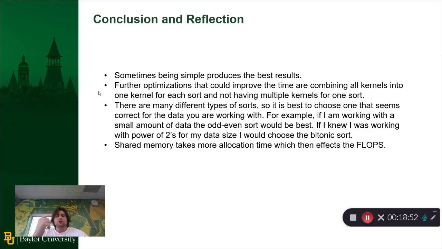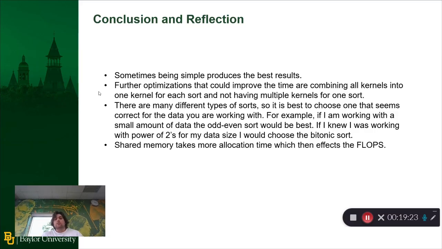And so there are many different types of sorts. So it's best to choose the one that you think is going to work best for you. For example, when I was working with small amounts of data, an odd-even sort may be the best sort because it can do a lot of those comparisons extremely quickly. So maybe if you're doing an array of size 10, it might be better to use an odd-even sort because it is very simple. The code was very simple to make. Honestly, you don't need that many optimizations if you're doing it for a small array.